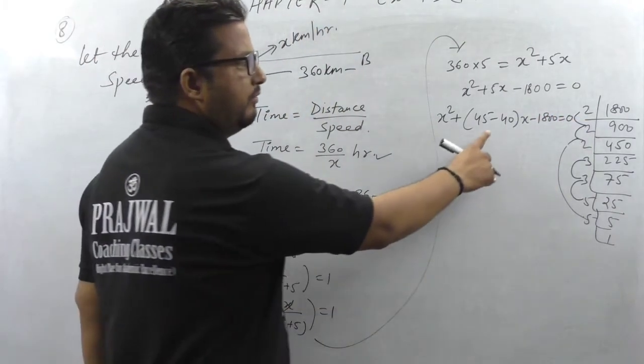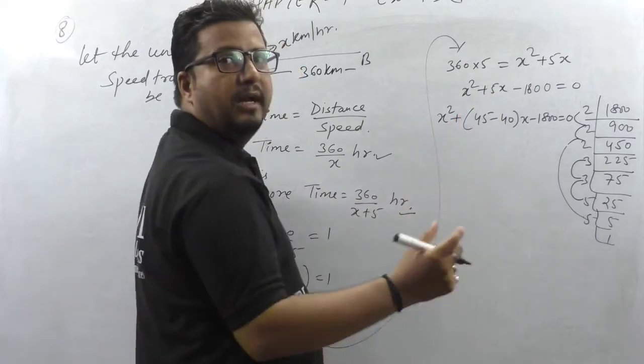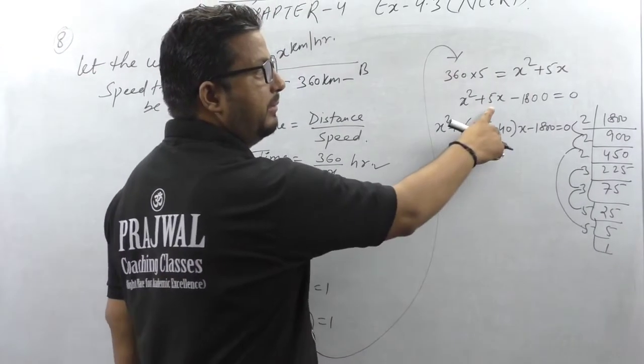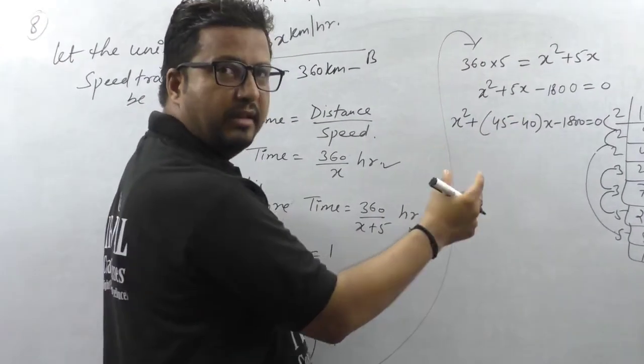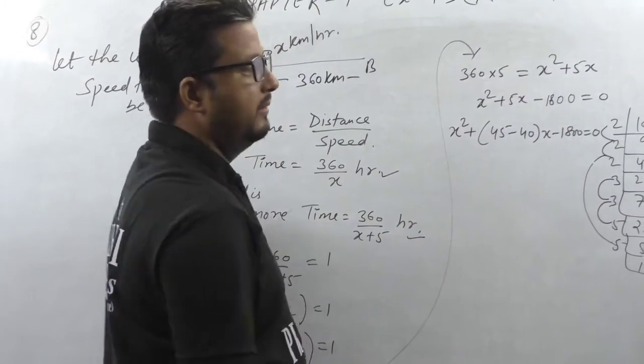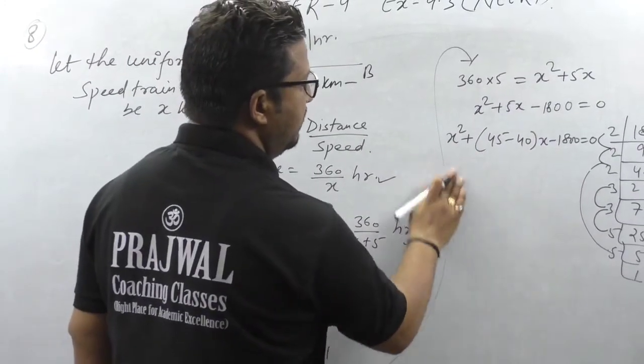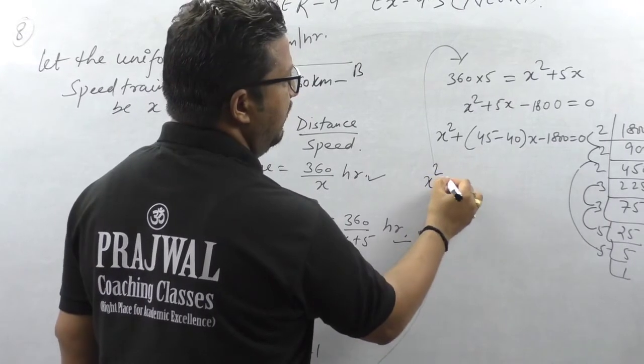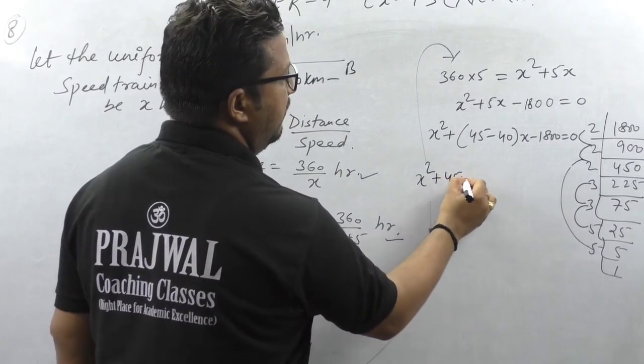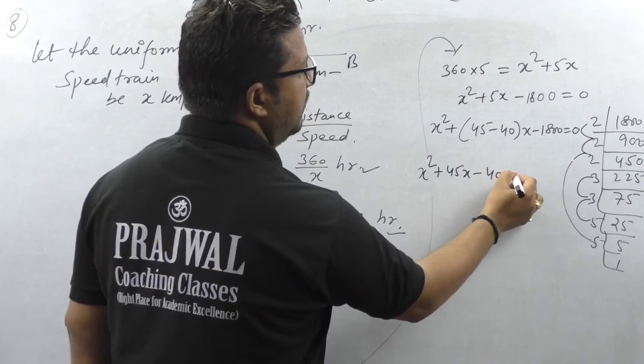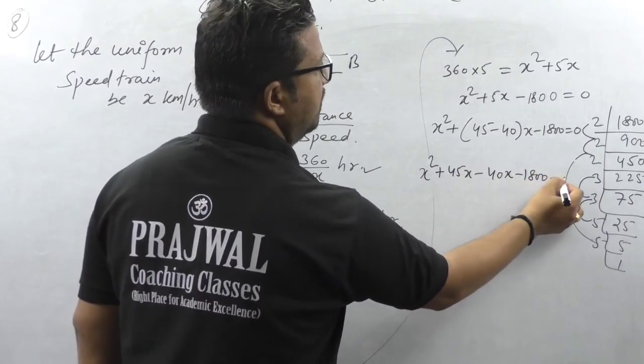Reason being, because 45 minus 40 will be 5, and how did I come to know that I have to break the middle term in the form of a difference? Because this negative sign indicates that. So now our equation is x square plus 45x minus 40x minus 8800 equal to 0.